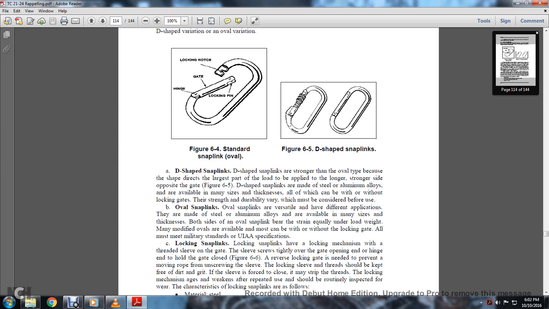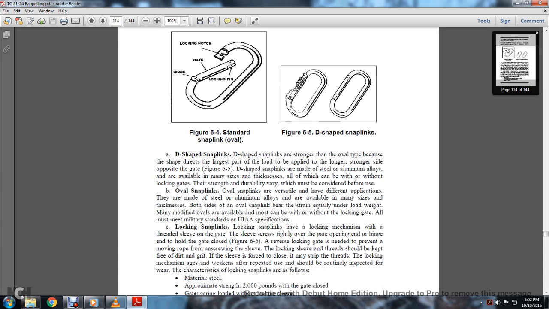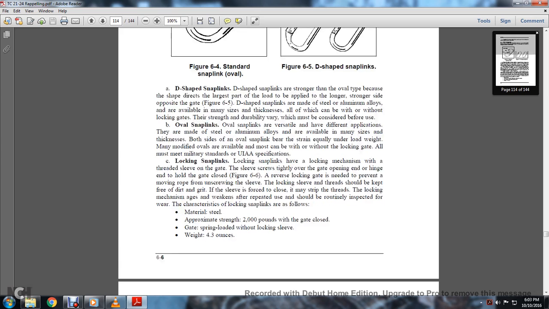Oval links are versatile and have different applications. They are made with steel or aluminum alloy. Aluminum alloys are available in many sizes and thicknesses, but both sides of the oval snap link bear the strain equally under load weight. Many modified ovals are available, with or without locking gates, although they must meet the military standards or the UIAA specifications.